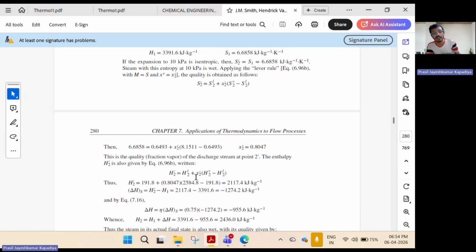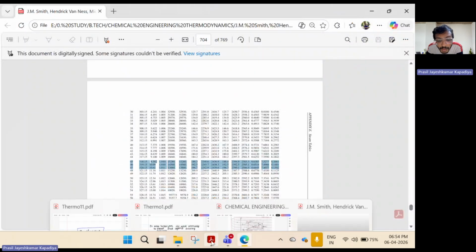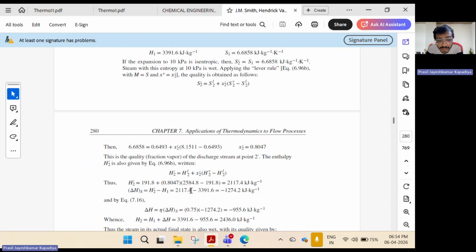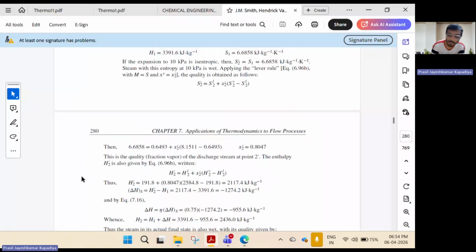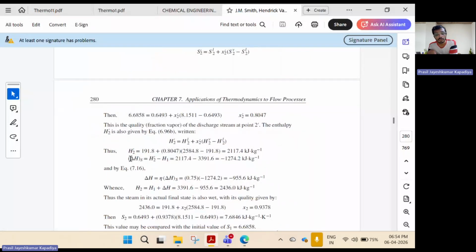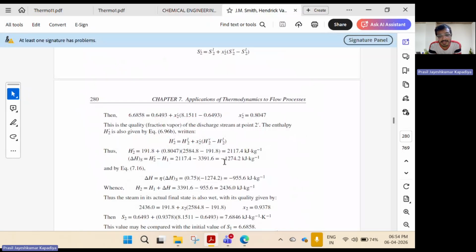Now if I know the quality and this 10 kilopascal, I know these enthalpies also, right? 2392.5, 2585.1, 2593.1, something between these two and something between these two. From there I find the isentropic enthalpy, H2 prime. So delta Hs is H2 prime minus H1.